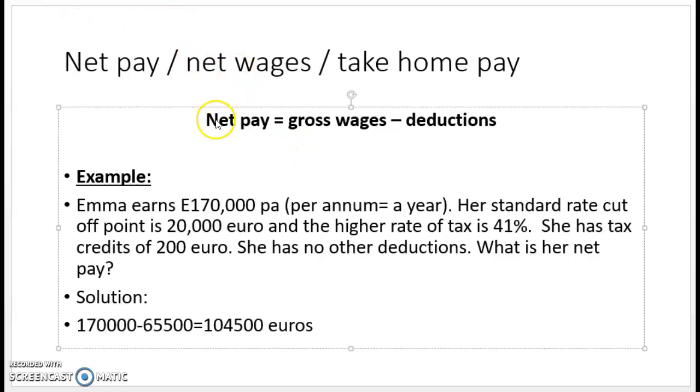So how much money does poor Emma get, after all of this? We have to work out the net pay here. How do we get the net pay? The net pay in general is the gross wages, and you take away all the deductions. All we're looking at for now is the income tax. So we have our gross wages, which are 170,000 euro. We take away the income tax, which is 65,500, and that leaves her with 104,500 euros per year.